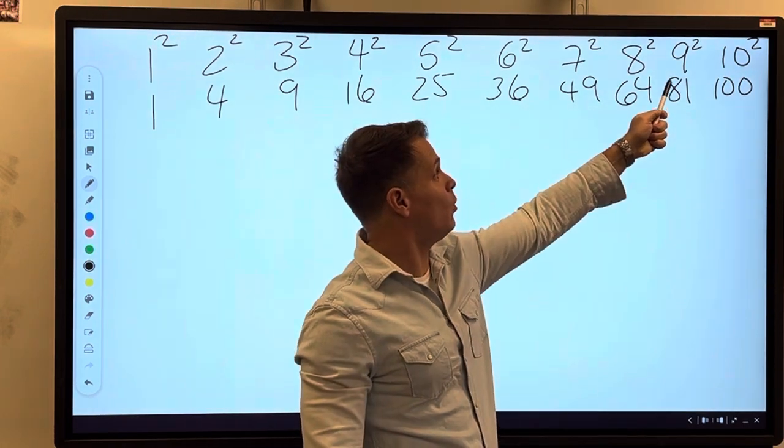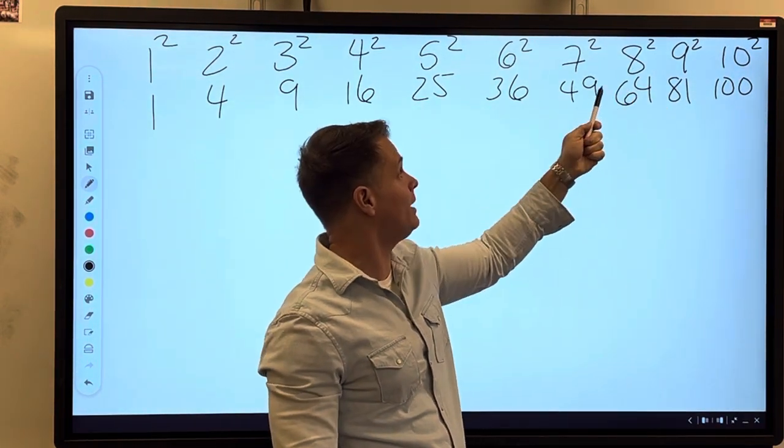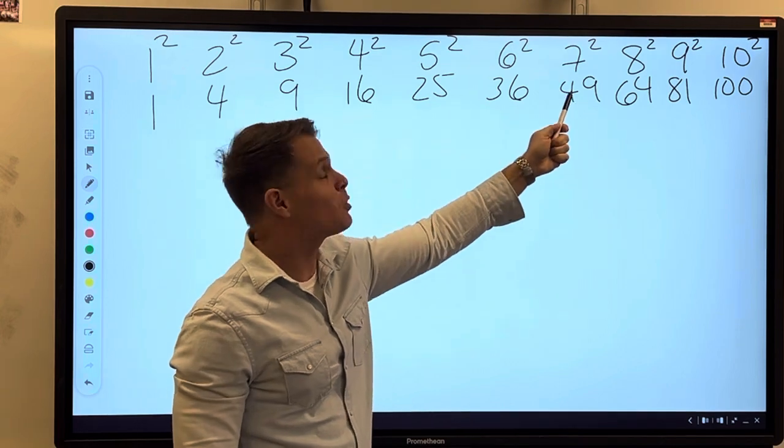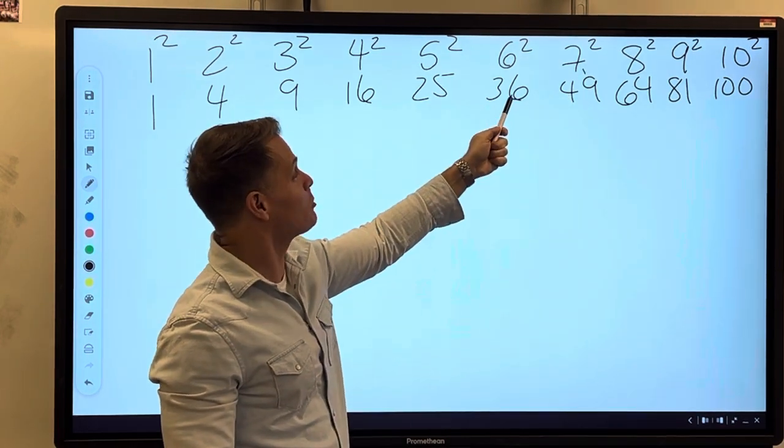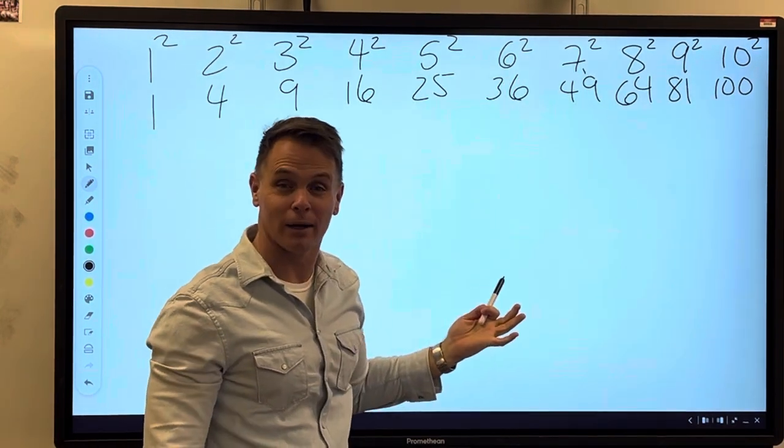The square root of 81 is 9. The square root of 64 is 8. The square root of 49 is 7. The square root of 36 is 6, and so on.